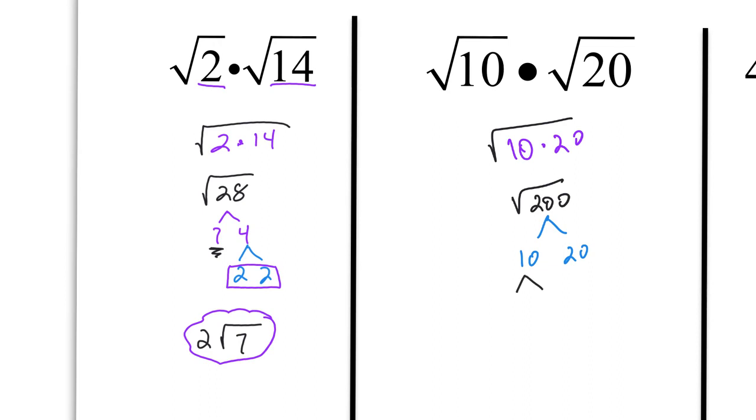So 10 is 5 times 2. 20 is 5 times 2. Nope, not 2. 5 times 4. Sorry. 5 times 4 is 20.